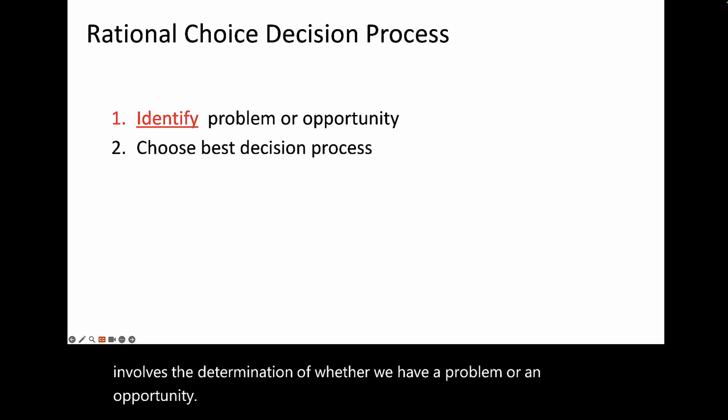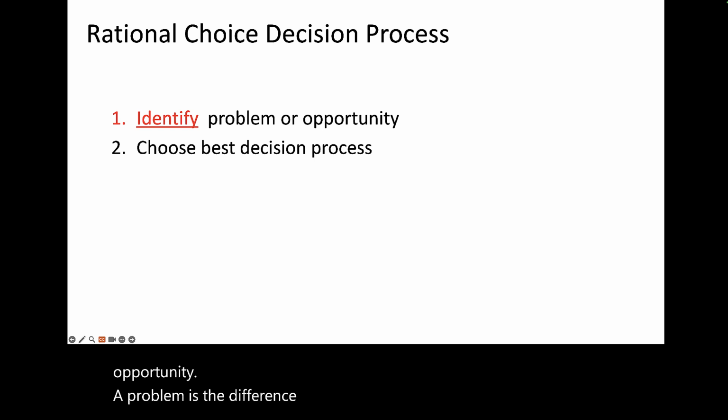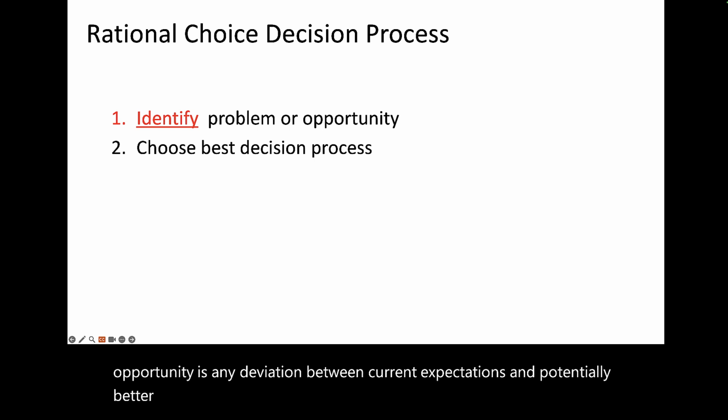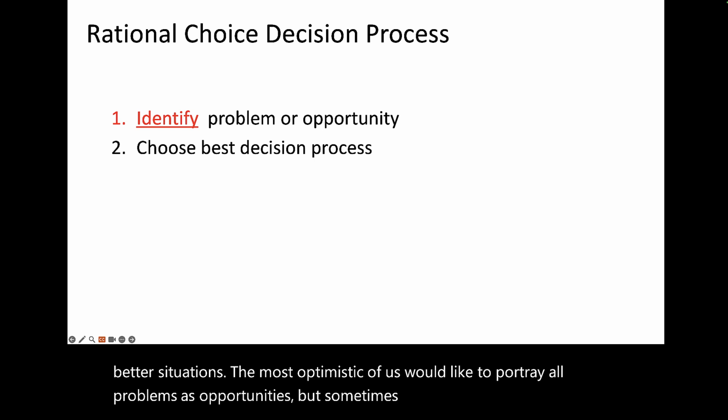A problem is a difference between current and desired situation. An opportunity is any deviation between current expectations and potentially better situations. The most optimistic of us would like to portray all problems as opportunities, but sometimes problems are just problems.